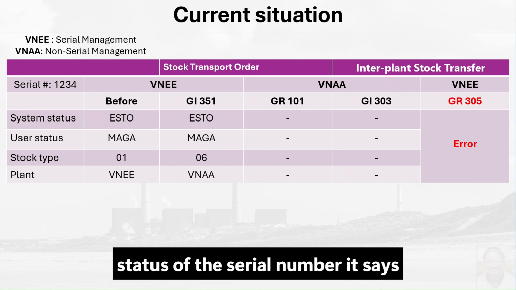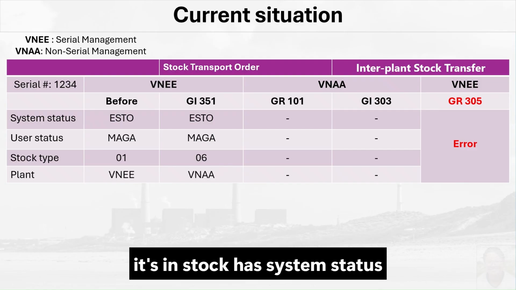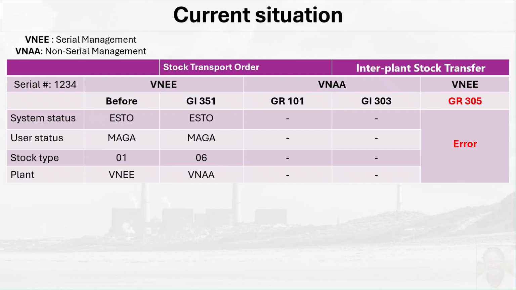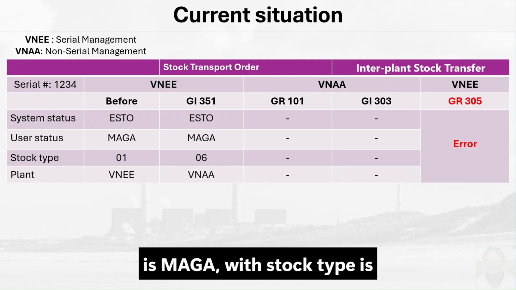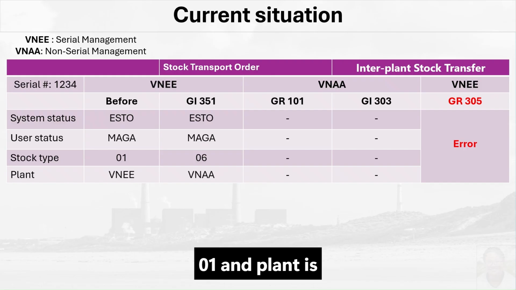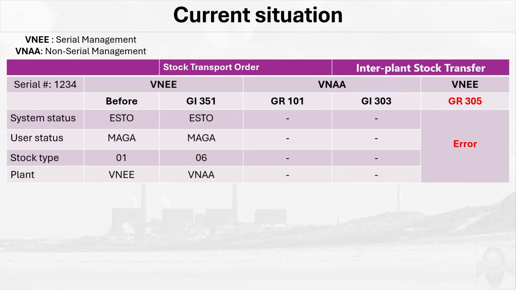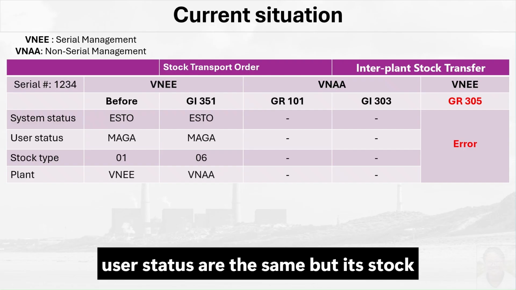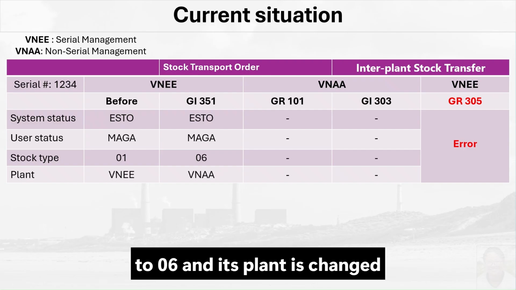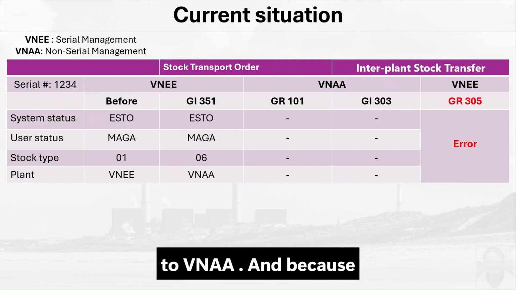The original status of the serial number is this: it is in stock. It has system status ESTO and user status is MIGO, with stock type is 01 and plant is VNEE. And after we have the stock transport order, this means that you need to do goods issue with 351. The serial number system and user status are the same, but stock type is changed from 01 to 06 and plant is changed to VNAA.